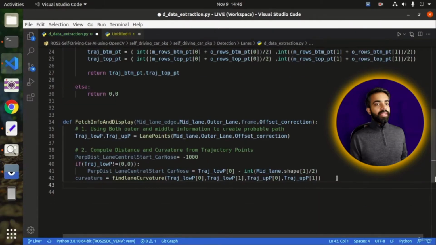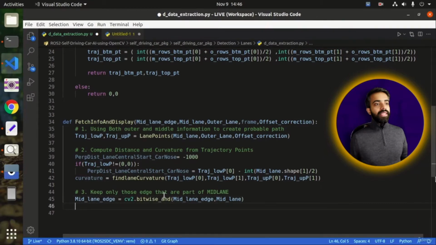Now moving on to the next step, which is simply to keep only those edges that are part of the mid lane. Now there can be error values that might creep up in the mid lane edge. So we want only those mid lane edges that are also part of the mid lane.